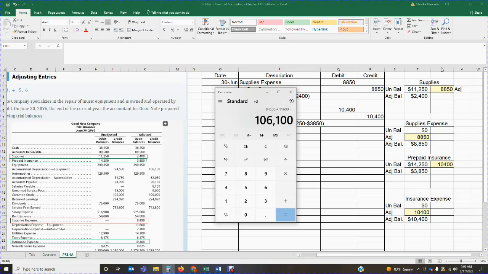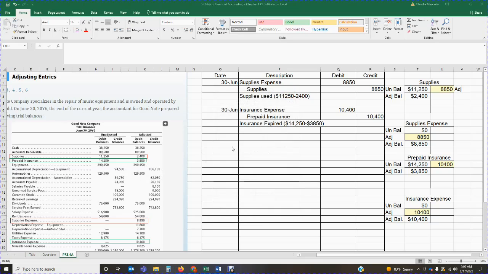I'm going to stop doing T accounts because that takes too much of my time, but you get the logistics here. You can continue doing T accounts on your end. Now I'm just going to calculate based on the information provided. I subtracted $94,500 minus $106,100, and that gave me the amount of the adjustment. I need to credit my account $11,600.